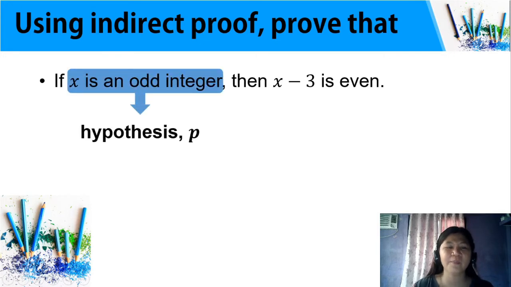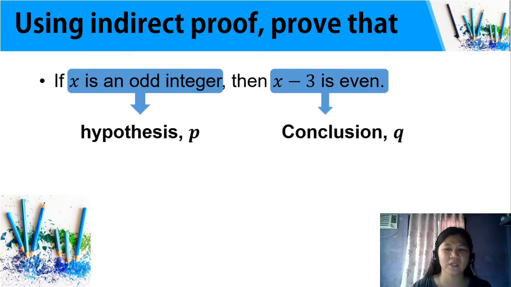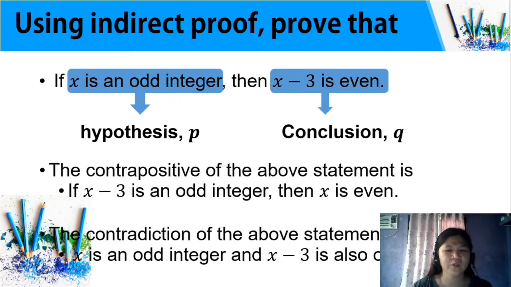So here, our hypothesis is x is an odd integer, and our conclusion is x minus 3 is even. The contrapositive of the above statement is, if x minus 3 is an odd integer, then x is even. We negate the conclusion and make it our hypothesis, then negate our original hypothesis and make it our conclusion.